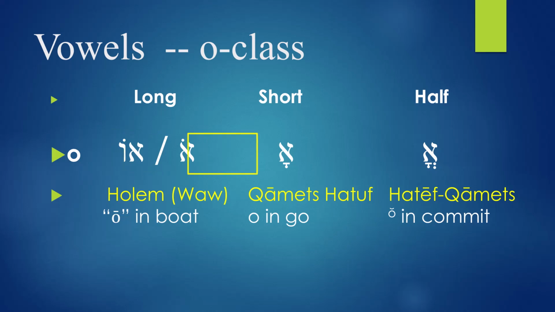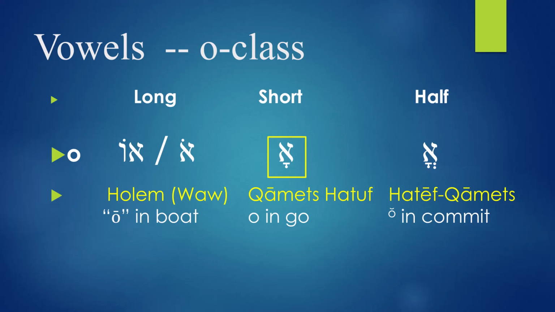On the short vowels, we have kametz hatuf. Kametz hatuf is making short O sound. And now you're wondering, is this not kametz that is making A sound? Because you saw this kind of a vowel on the A-class vowels. And you're right. The vowel is written the same, but it can be pronounced with A sound or O sound, depending on the context.